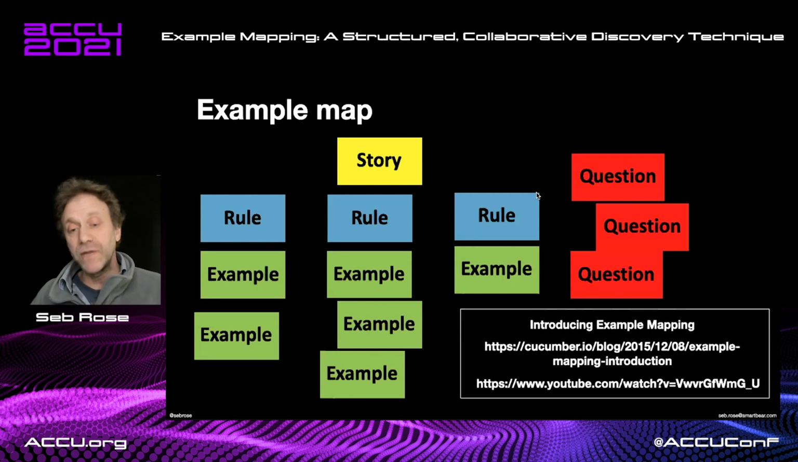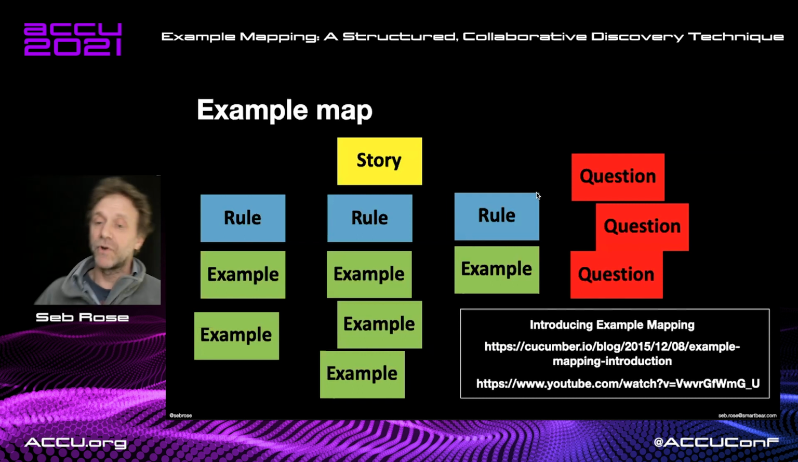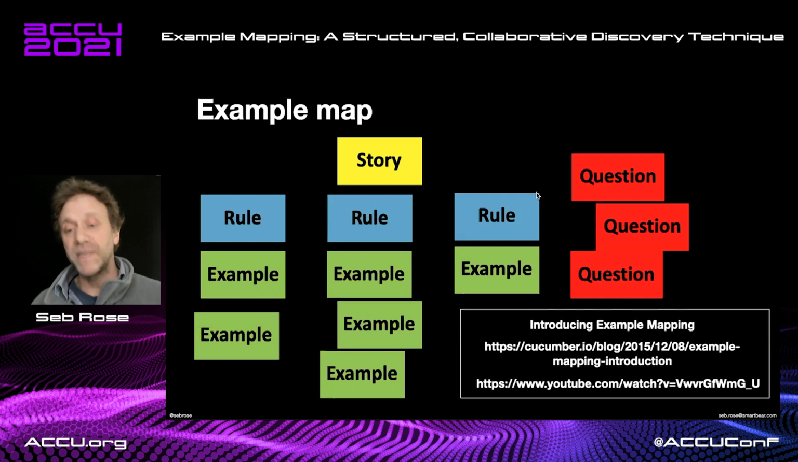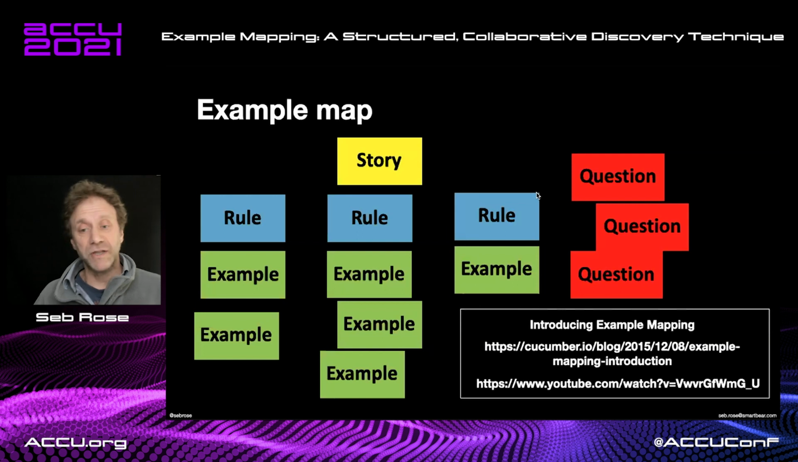If there's no one in the room that has a definitive answer straight away, rather than discuss what might be the right answer, capture it on a red question card. And at the end of the meeting, somebody takes that question card away, and before the next example mapping session, comes back with an answer. So this is example mapping in a nutshell.